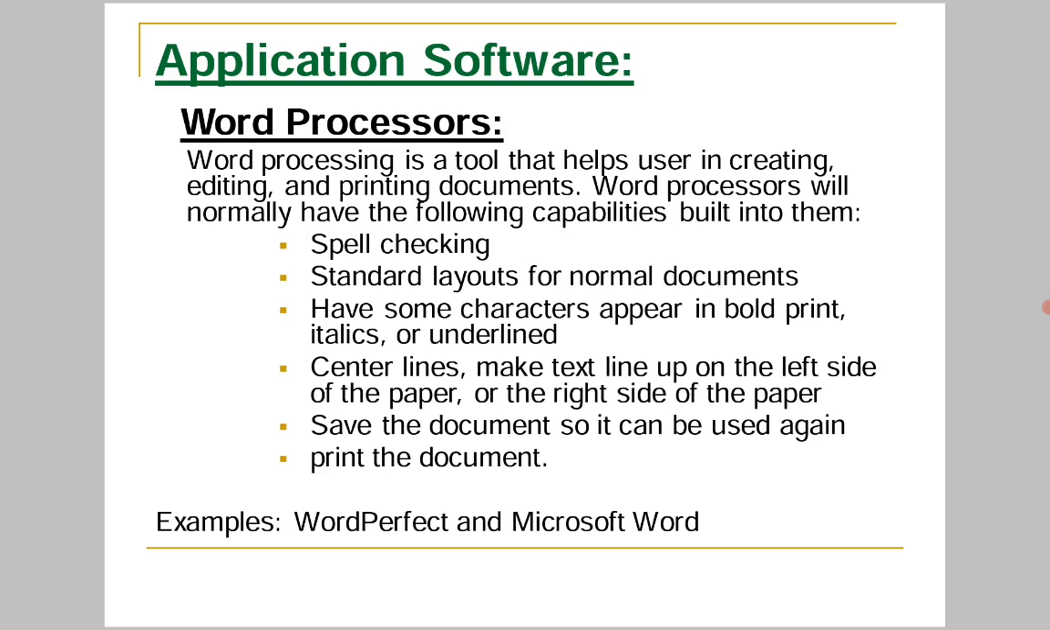So another important application software is called word processors. So what are word processors? Word processors are software or application programs. They can be generally used to create, edit, type, print or modify a document or letter or some memo or something. Word processing is a tool that helps the user in creating, editing and printing documents. Word processors will normally have the following capabilities built into them.